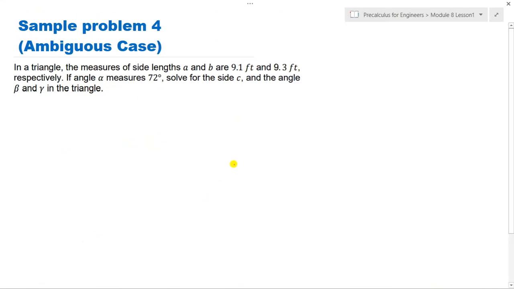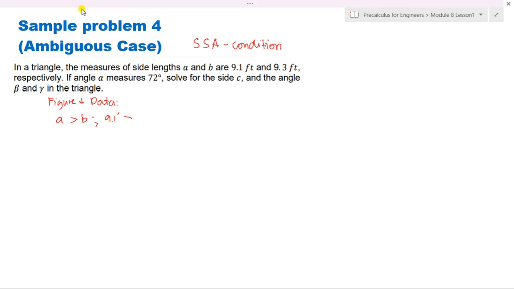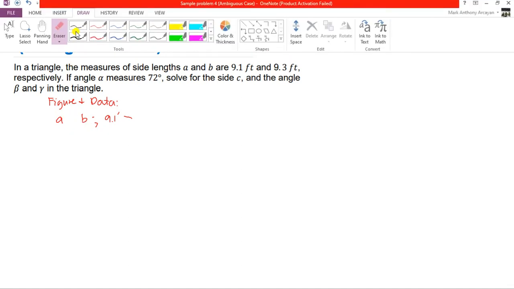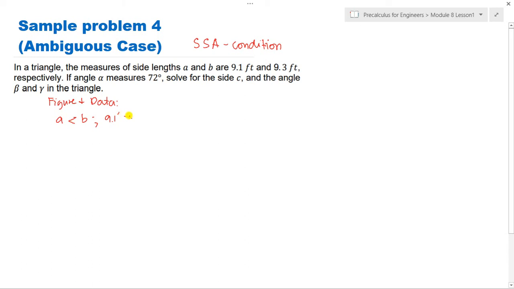Still an ambiguous case. So yun si 3. For an ambiguous case, follow ta sa side angle nga condition. So in a triangle daw, the measures of side lengths A and B, swat figure and data daan. The measures of sides A and B are 9.1 feet and 9.3 feet respectively. So that is A less than B, because 9.1 feet is less than 9.3 feet.